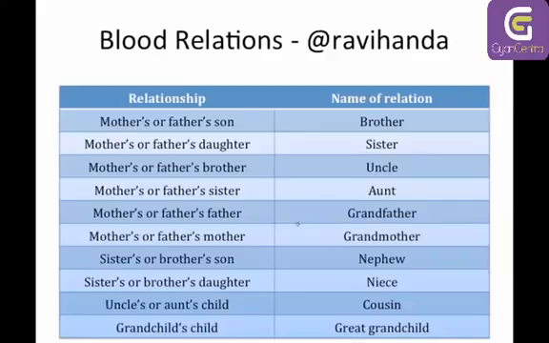To begin with, let us first look at some of the key blood relations and some terms which you should know. Mother's or father's son is essentially your brother. Very similarly, mother's or father's daughter is your sister. Very basic, I am just going to rush through it. Mother's or father's brother is your uncle. Mother's or father's sister is your aunt. Mother or father's father is your grandfather. Mother or father's mother is your grandmother.